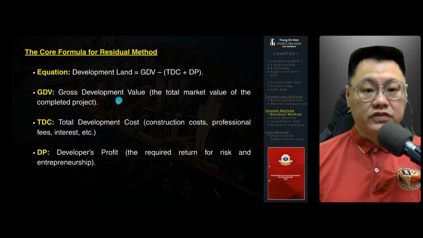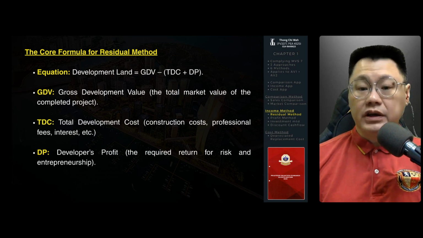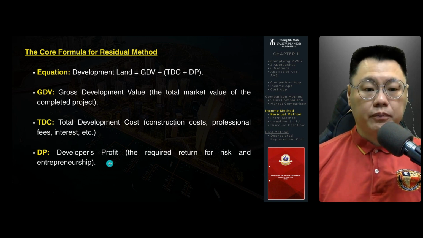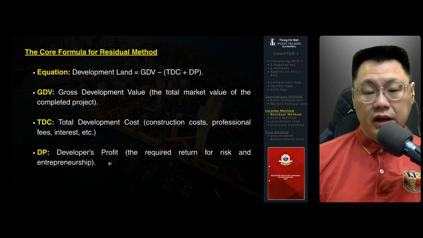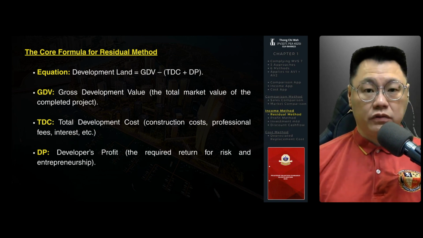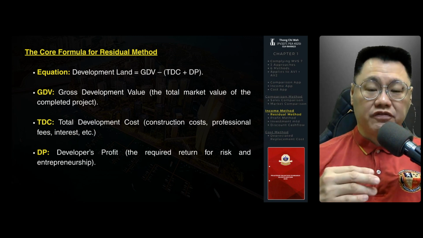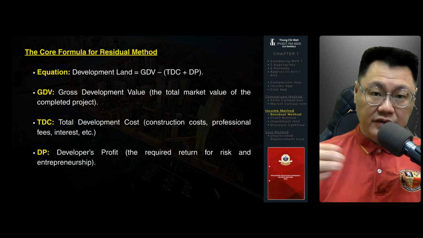So gross development value, GDV, that's what it means. Then total development cost and developer profit. In case the question does not provide you with any developer profit percentage, you can take between 25 to 30 as an assumption.